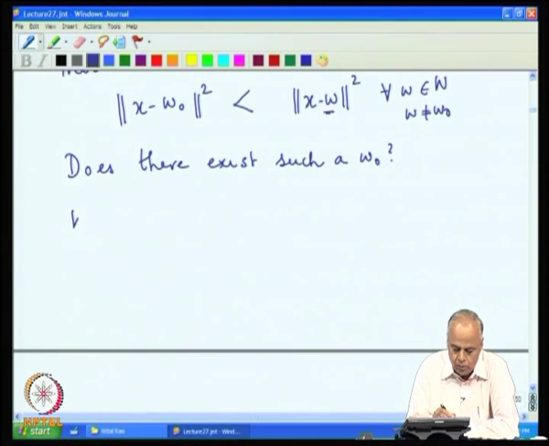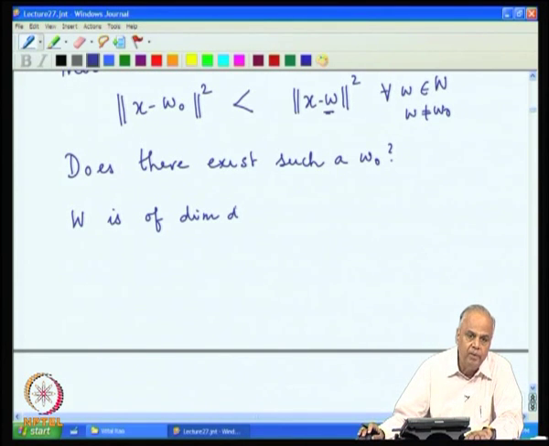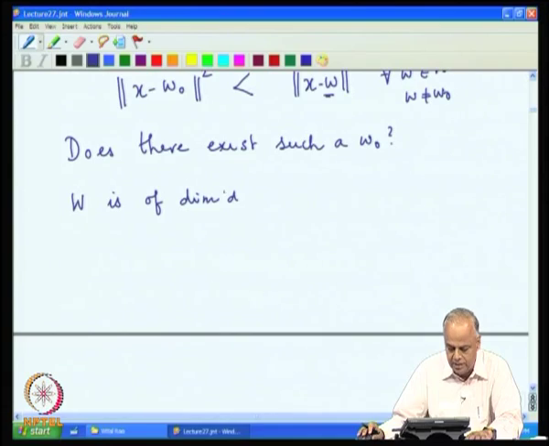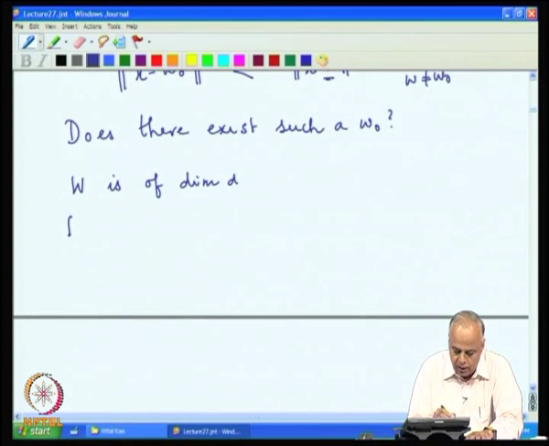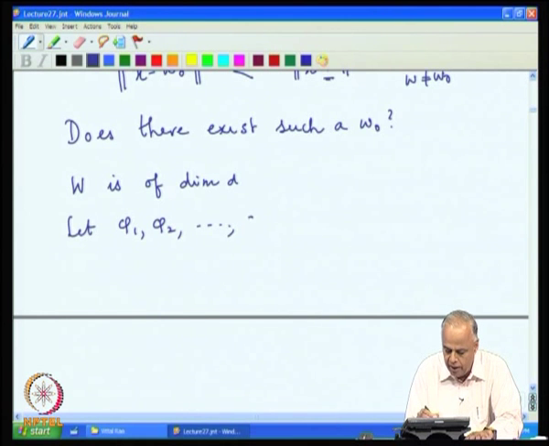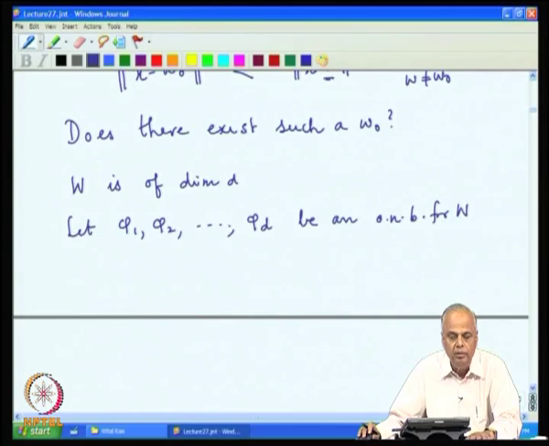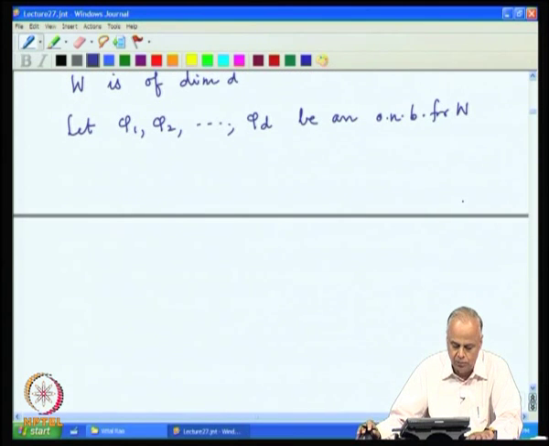Now, W is of dimension d, and therefore, we can find an orthonormal basis, and how many vectors will it contain? It will contain exactly d vectors. So, let phi 1, phi 2, ..., phi d be an orthonormal basis for W. So, now we have the d dimensional space W, and we have found an orthonormal basis.